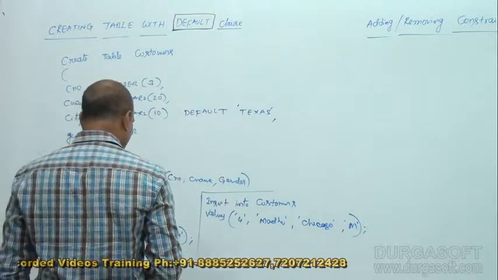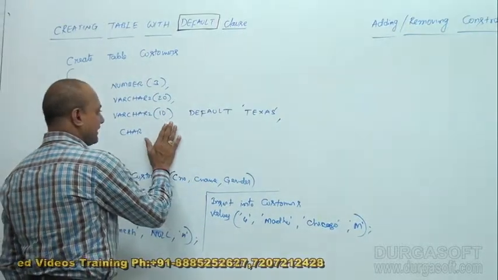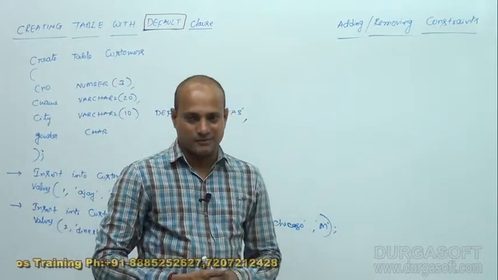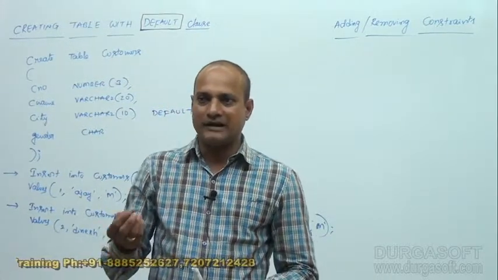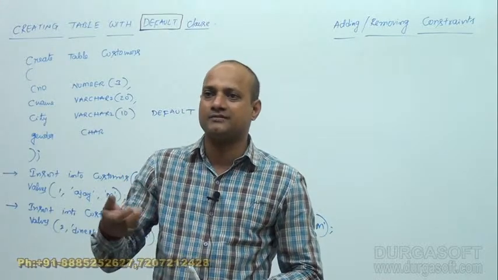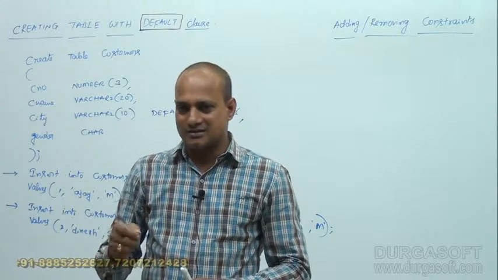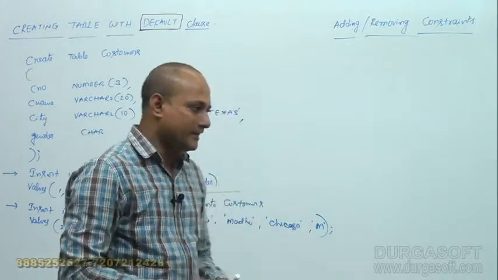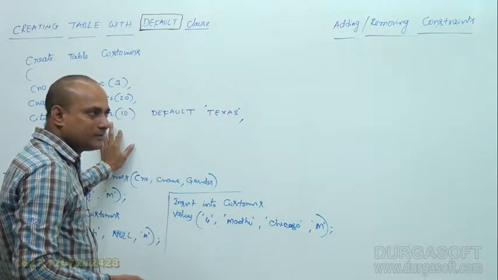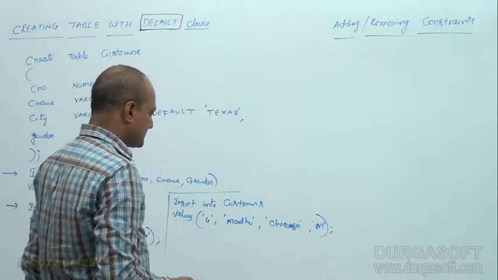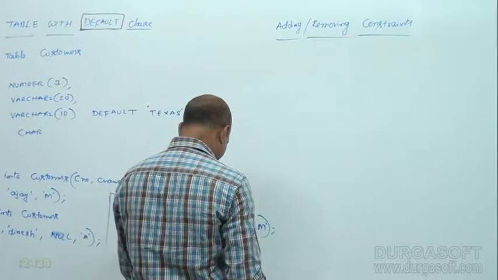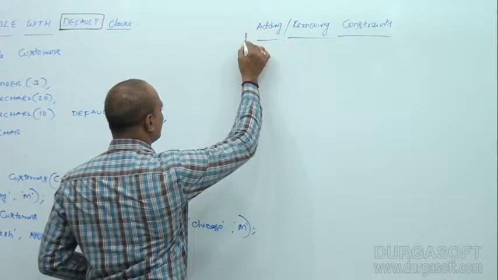Remember. The default keyword is very useful whenever they are designing database applications. By default, the application has to take a default city value or any default value into a particular column. In such a case, internally they will create a table with some column using the default clause. Now, let me explain how I can add or remove constraints after table creation.